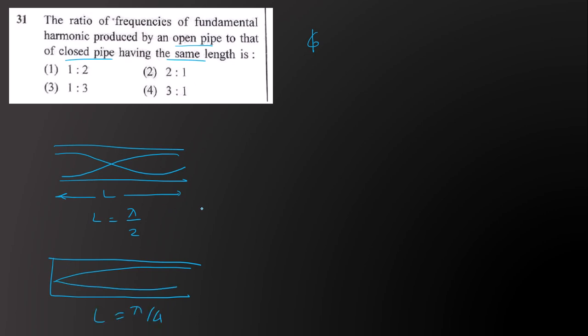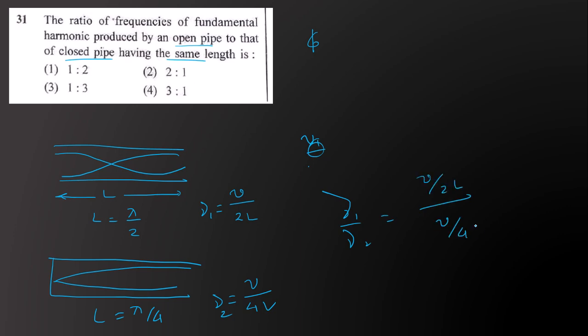So in this case, the fundamental frequency will be equal to the velocity of sound divided by 2L. On the other hand, in the closed organ pipe, this will be equal to V divided by 4L. And when we take the ratio of the frequencies, V by 2L over V by 4L, this should come 2:1. Let's move on.